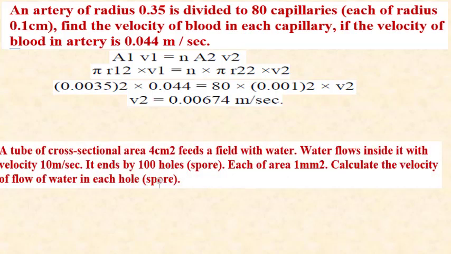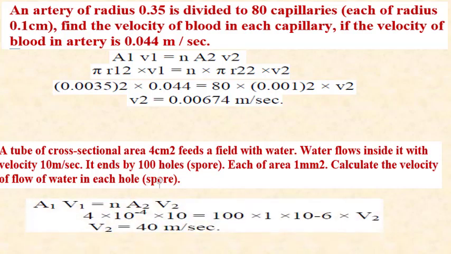Another problem. A tube of cross-sectional area 4 centimeters square feeds a field with water. The water flows inside it with a velocity of 10 meters per second. It ends with 100 holes or pores. The area of each pore or hole is 1 millimeter square. Calculate the velocity of the flow of water in each hole, meaning the velocity in each pore.